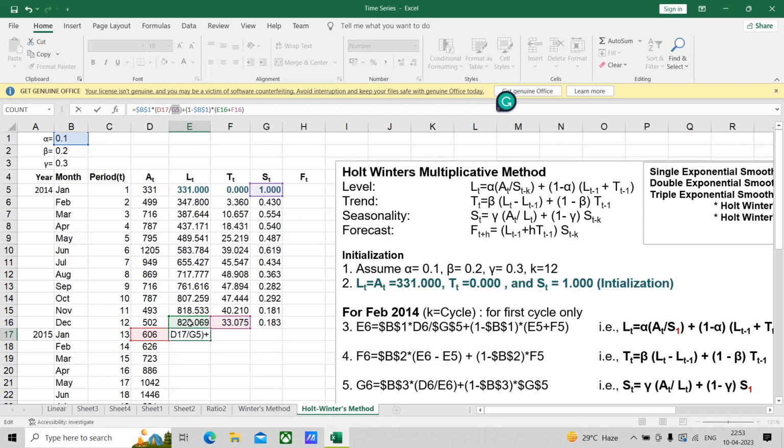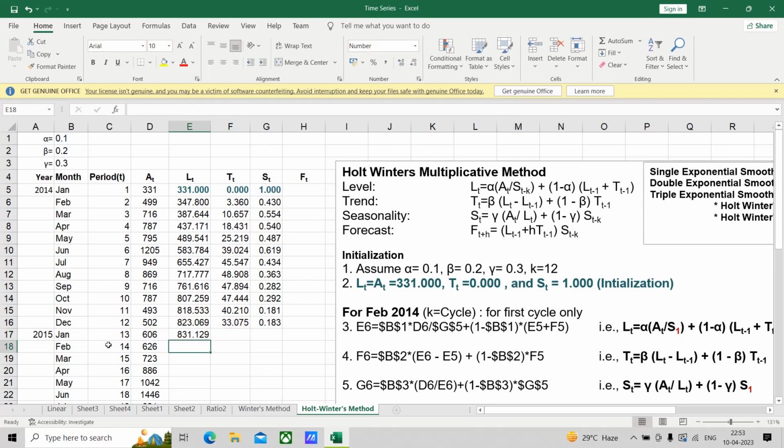LT minus 1 is this value, and this value is E16, and it is denoted by green color. You can see here, LT16, E16, and this T minus 1 is this value, that is F16, and it is denoted here. So we press enter, and it will calculate the base value for January 2015.